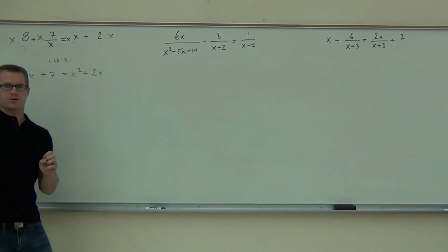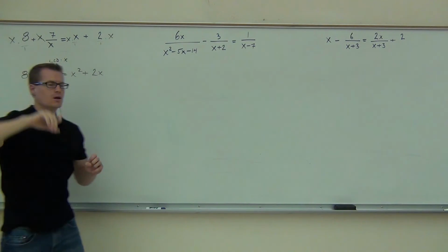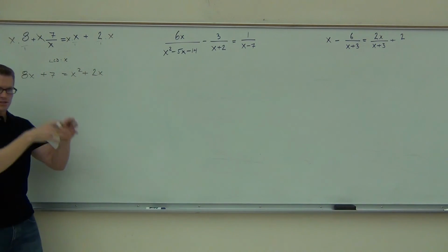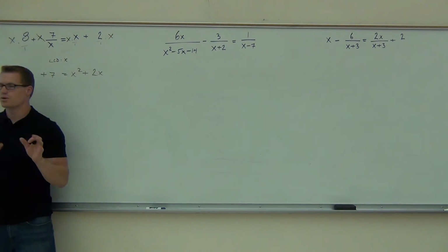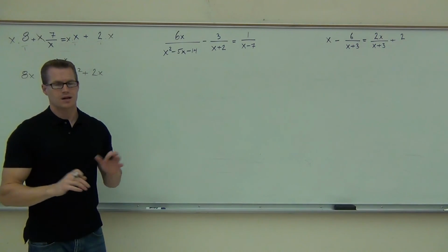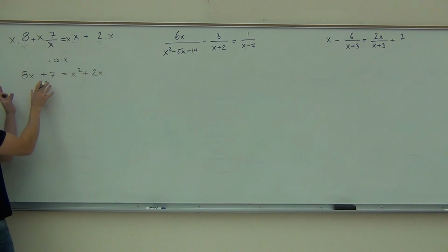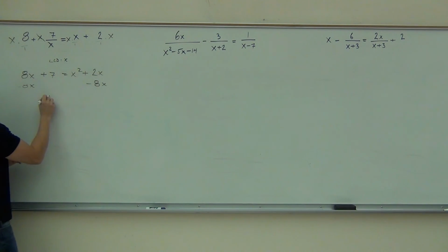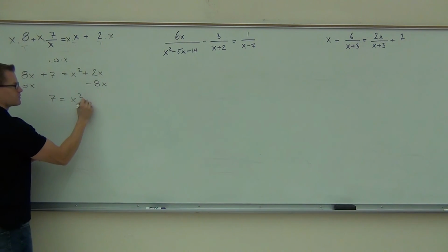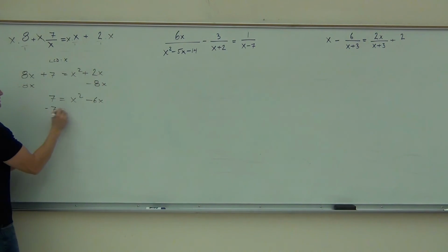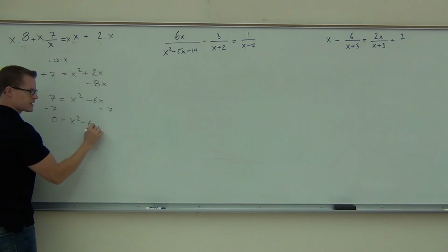How many people made it that far on that problem? Very good. Now, do we solve this like it is, or do we have to get everything to one side and 0 on the other side? Zero. Gotta get 0. Otherwise, the factors are not gonna make a difference. So we're gonna move the left to the right, or the right to the left? Okay. So minus 8x. 7 equals x squared minus 6x. We'll subtract 7. 0 equals x squared minus 6x minus 7.